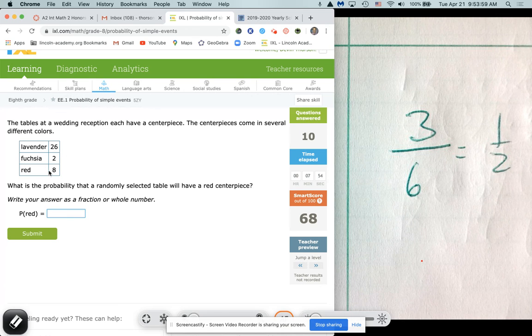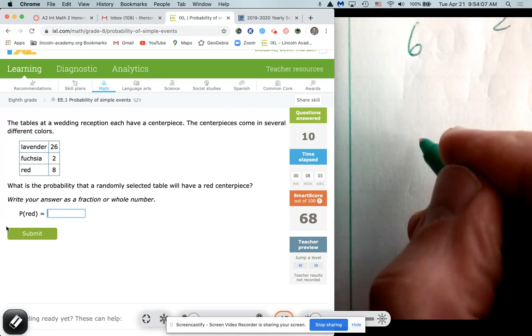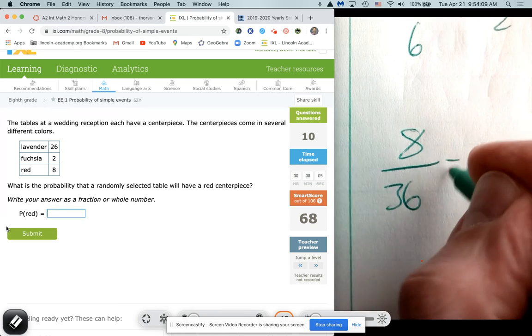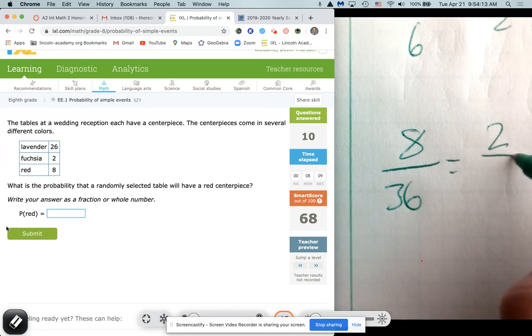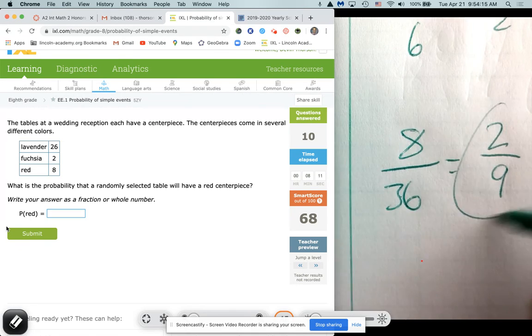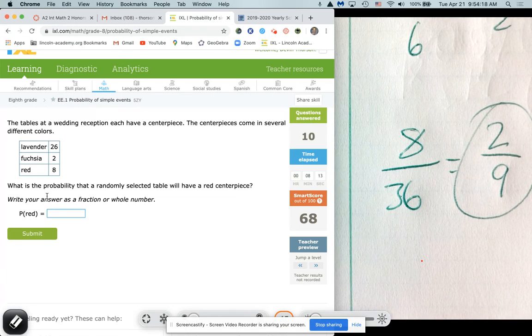So we have to add these up. 8 plus 2 is 10, plus 26 would be 36. So we get 8 out of a total of 36 centerpieces. Now that reduces, at least by a factor of 4, that's 2 over 9. So it reduces to 2/9. So we come over here and we type in, there's a 2/9 chance of getting a red.